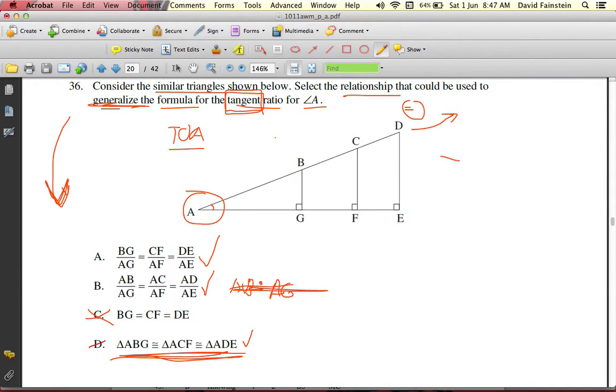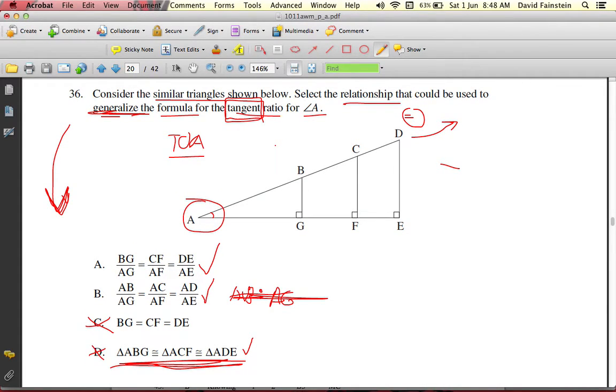Well, I'm going to rule this one out. I don't think so, because we know that they're similar triangles. It says it right here, and it has nothing to do with a tangent ratio. So it's not C, it's not D. Now, these two questions each have to do with ratios, that's for sure. They have to do with ratios, but which one? Okay.